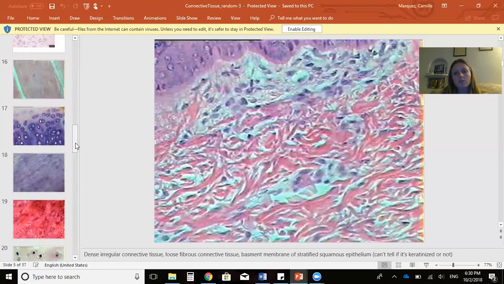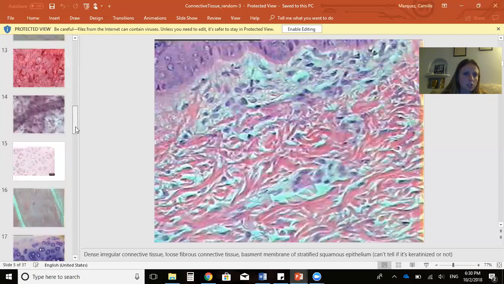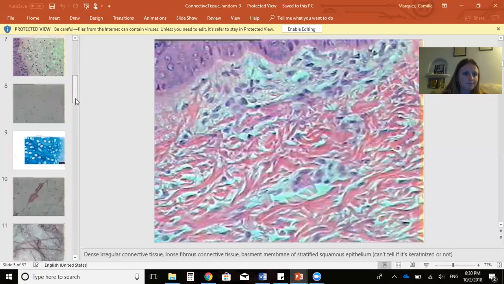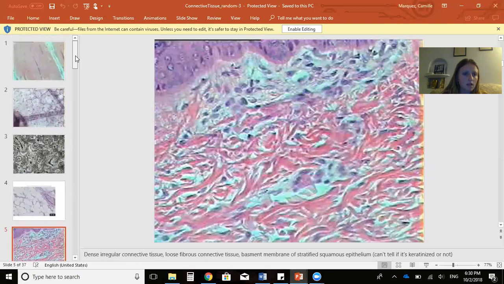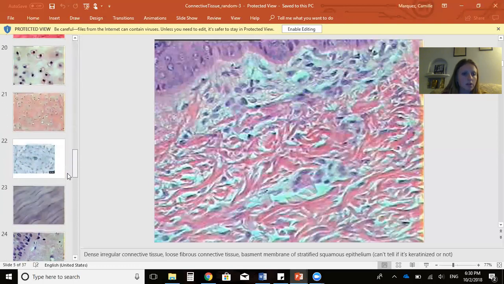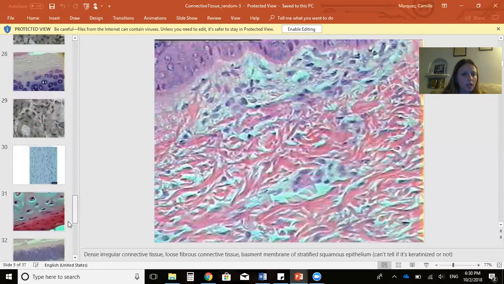One good tip to tell the difference between hyaline cartilage and elastic cartilage is with elastic cartilage. Let's see if I can find a good one. I should have planned this out, guys. Sorry, I'm just doing this on the fly.